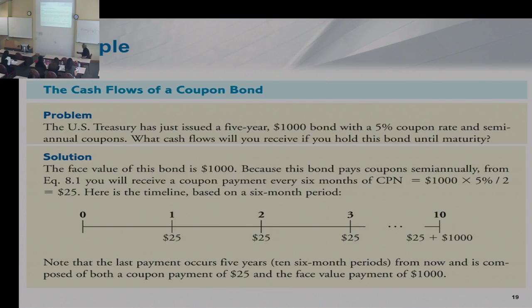So every 6 months, and it's a 5-year bond, there are 10 periods. For the first 9 periods, you'll get the $25 paid into your bank account, and at period 10, you'll get the $25 final interest payment plus the $1,000 future value or face value. That's if you hold it to maturity. If you sold it at this point in time, then you'd get whatever the bond was worth at that point in time, and somebody else who you sold it to would get the future payments.